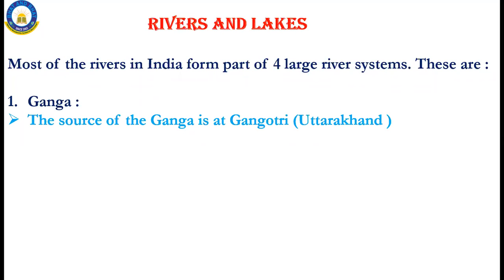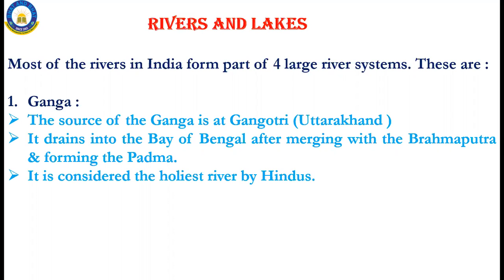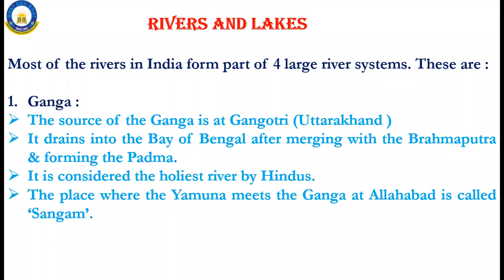The source of the Ganga is Gangotri, which is in Uttarakhand, which is where it starts. It drains into, that means it flows into the Bay of Bengal, and after it merges with Brahmaputra, it will form a new river, that is the river Padma. And it is considered one of the holiest rivers for Hindus. Usually people will be talking about the Ganga river, right? If we go and take a bath, it's one of the holiest rivers, they'll be talking about it.